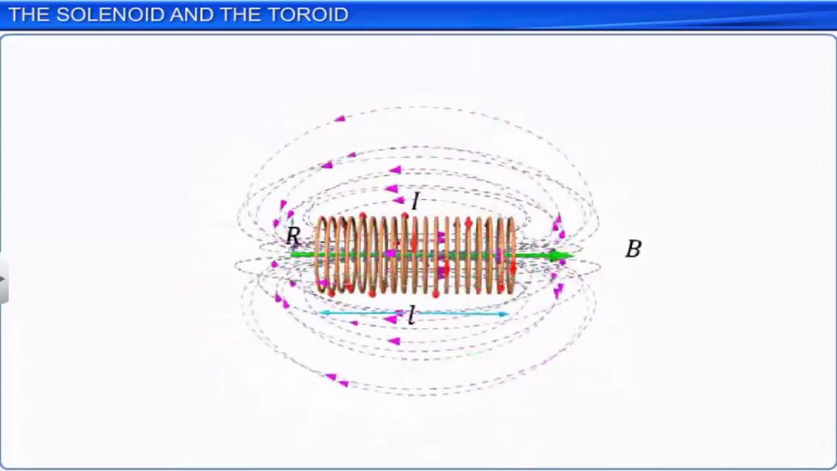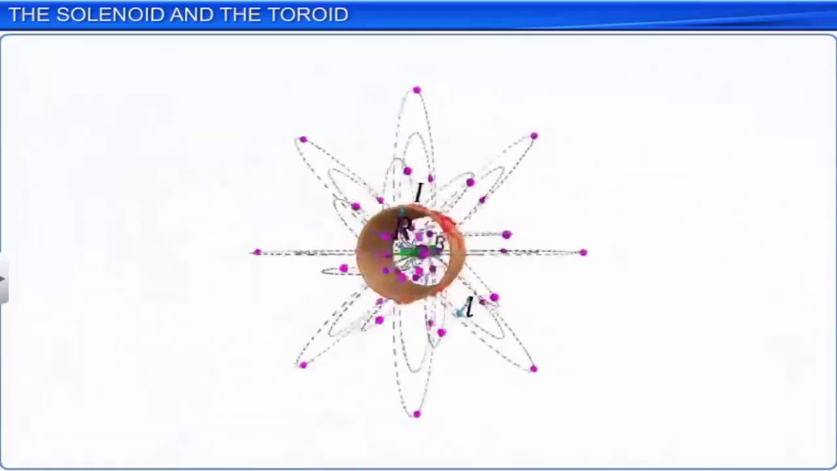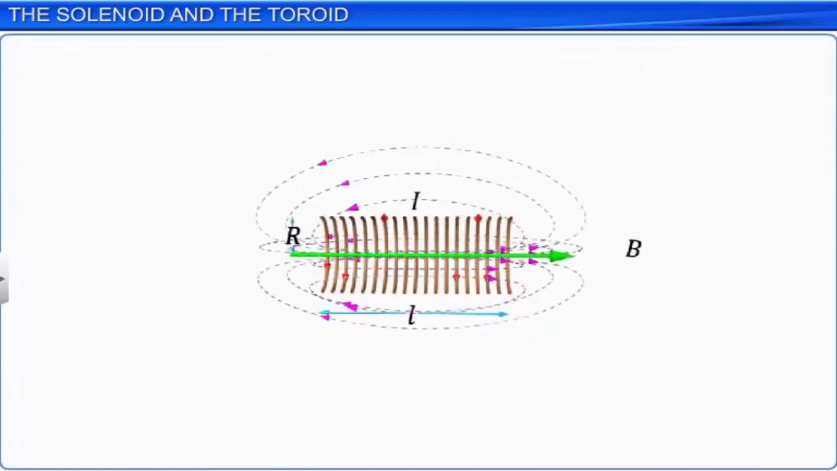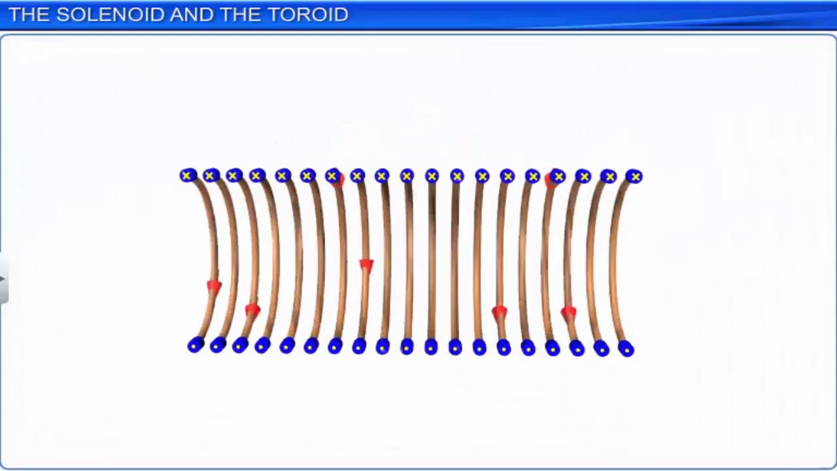Let us now take a look at the cross-section view of the circular loops of the solenoid in the plane of the screen. Here, the dot mark with a concentric circle around it indicates the direction of current coming out from the plane of the screen, and the cross mark with a concentric circle around it indicates the direction of current going into the plane of the screen.